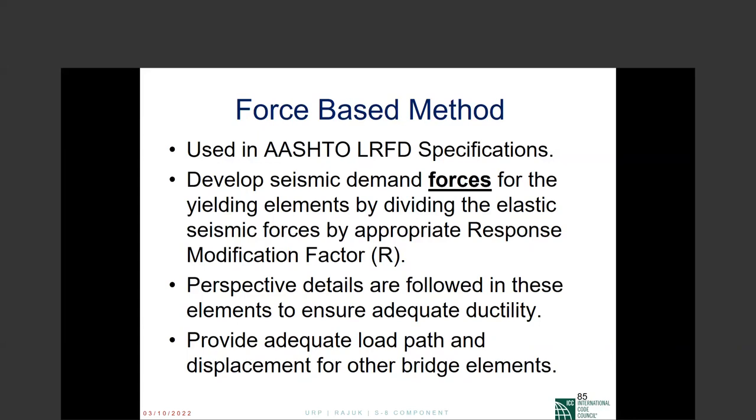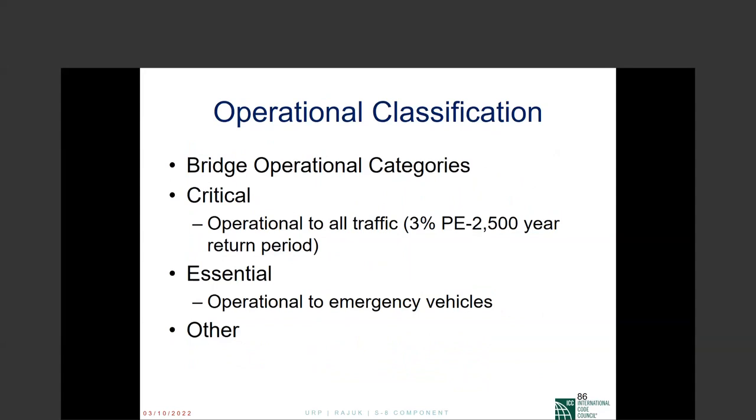You need to provide details for that, and we have implied details. We don't tell you how you are doing that, but we tell you what the minimum confinement steel and the minimum reinforcement will be, all of these things that will really guarantee the ductile behavior of that element. You need to provide also an adequate load path, and you need to provide displacements for the other locations of the bridge.